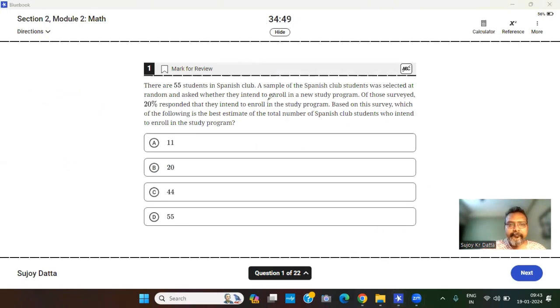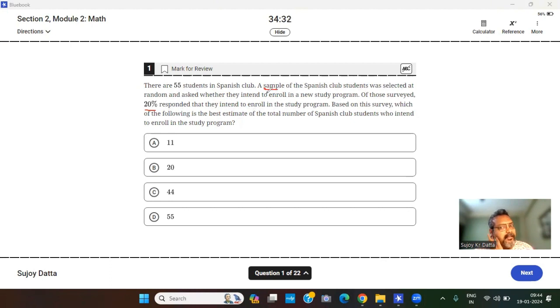So this is saying there are 55 students in a club. A sample of the Spanish club students was selected at random and asked whether they intend to enroll in the new program. Of those surveyed, a sample was taken, then 20% responded that they intend to enroll. Based on this survey, which of the following is the best estimate?